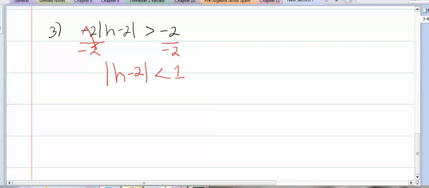Okay, the next thing is we're going to do two equations. We're going to have h minus 2, that's an h, is less than 1, and then we're going to have h minus 2, flip the sign around the other direction, is greater than -1.